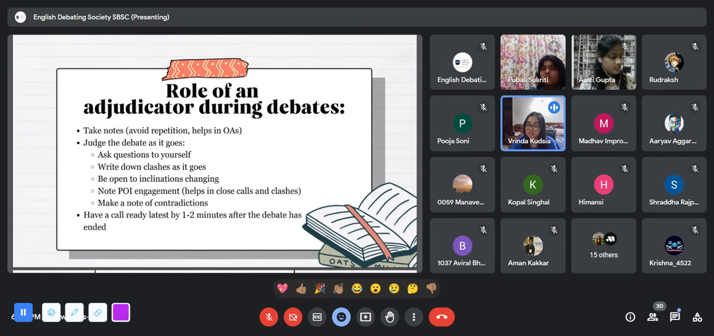Write down clashes as it goes. So don't leave clash analysis to the end of the debate, when the debate has been over and now you're doing it. It's better to do this simultaneously. Like I was saying, you have your expansive notes in your copy, but you can also have an additional A4 size sheet right next to you, where you can simultaneously do clash analysis in and of itself.